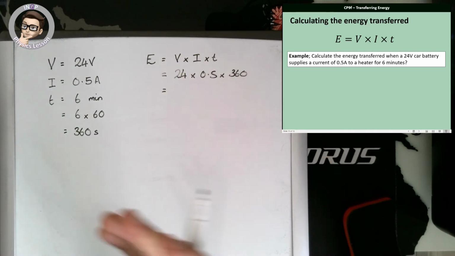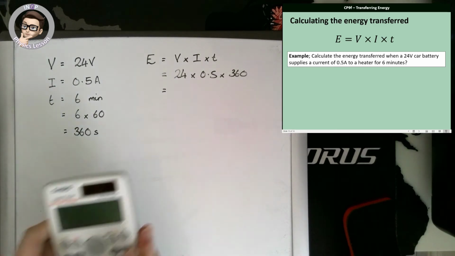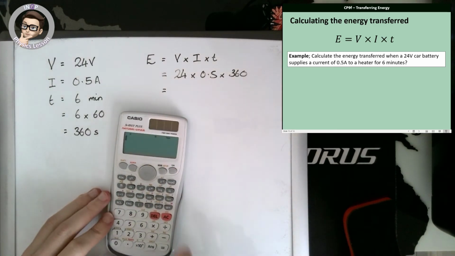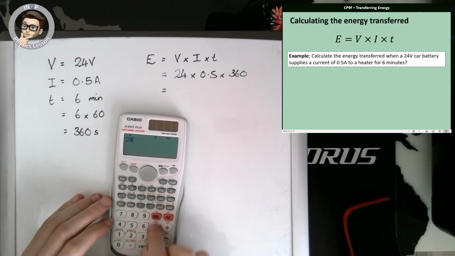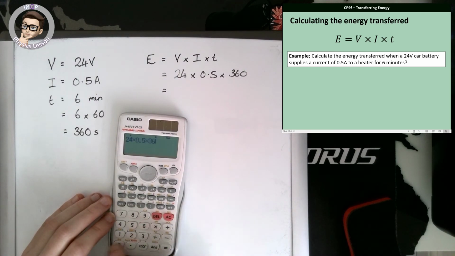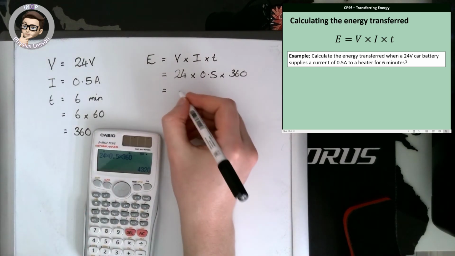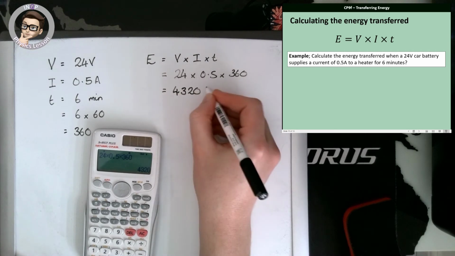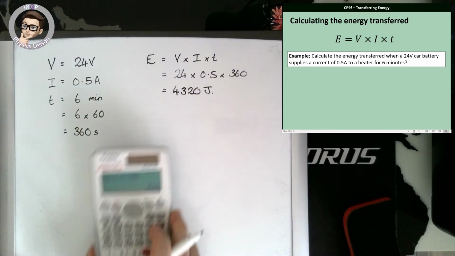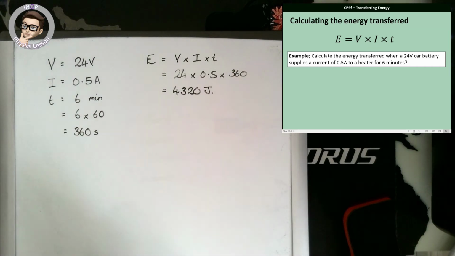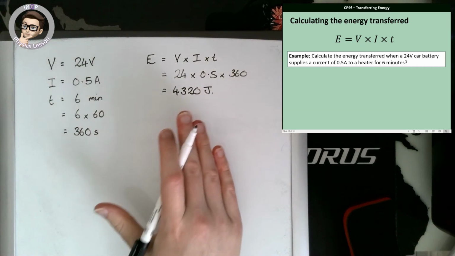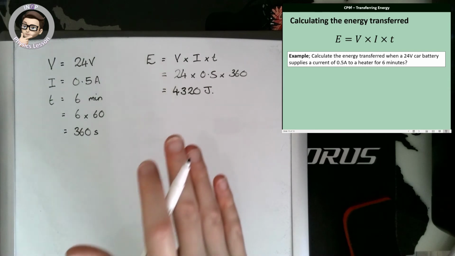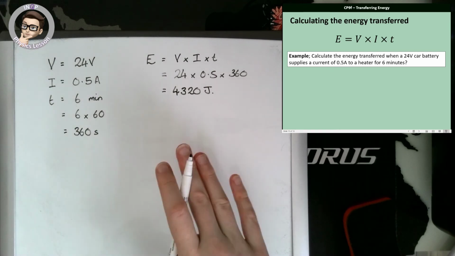So all we need to do is to grab our calculators and put our numbers in. So 24 times by 0.5 times by 360. Hopefully you've done it on your calculator as well, and you should end up with 4,320 joules. So this tells us that this component is going to transfer 4,320 joules from the heater.